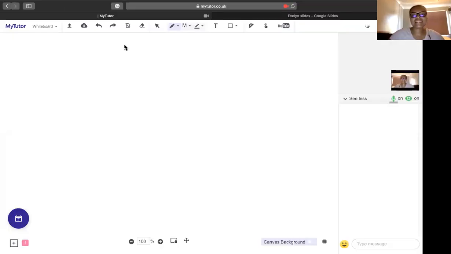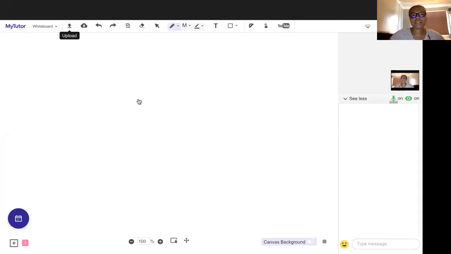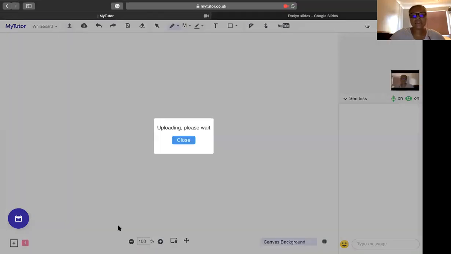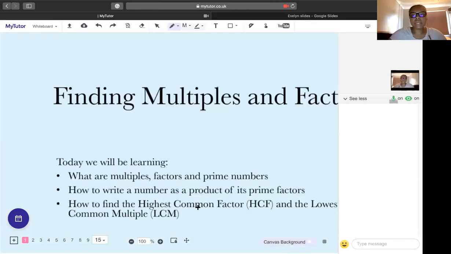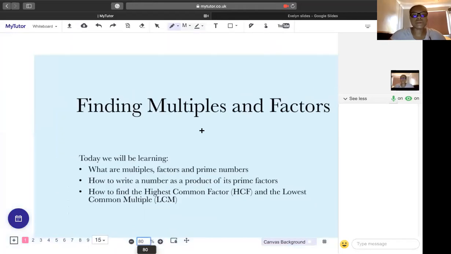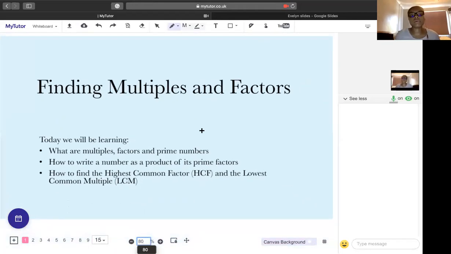Okay, hi guys. So we're going to be doing some work on factors and multiples today. So we're going to be looking at finding multiples and factors. Particularly, we're going to be looking at what are multiples, what are factors, what are prime numbers, how to write numbers as products of their prime factors, and how to find the highest common factor and the lowest common multiples. So let's get started.